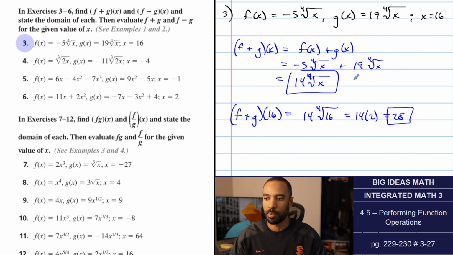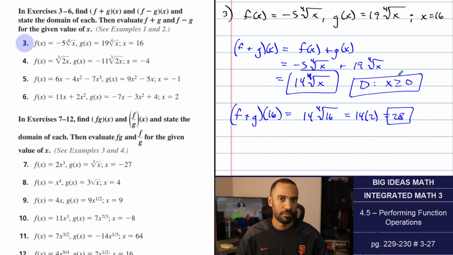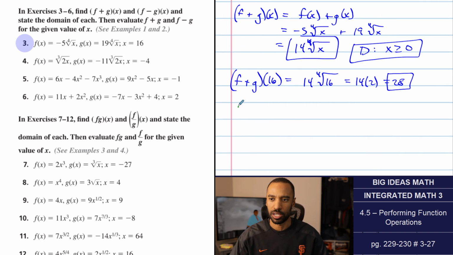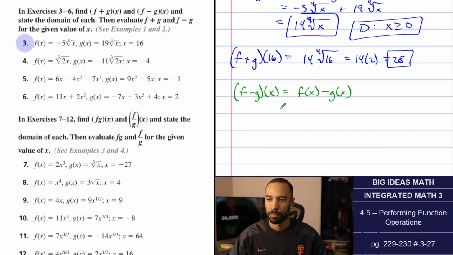Now, as far as this domain for this function goes, you cannot take even roots of negative numbers, only positive. So x is greater than or equal to 0 for that domain. We can assume the domain's going to be the same for f minus g of x as well. Doesn't seem to be a real change on that one. So f minus g of x, what you can do here is f of x minus g of x, which is going to be negative 5 times fourth root of x minus 19 times the fourth root of x.